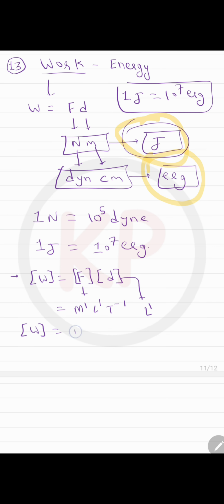Let's see its dimensional formula also. The dimensional formula of work will be the dimensional formula of force into the dimensional formula of displacement. The dimensional formula of force is M1 L1 T minus 2. Displacement is L1. So the dimensional formula of work will become M1 L2 T minus 2.